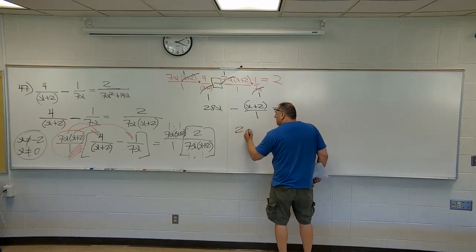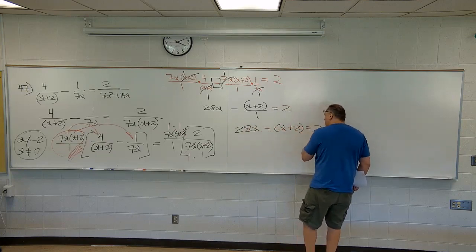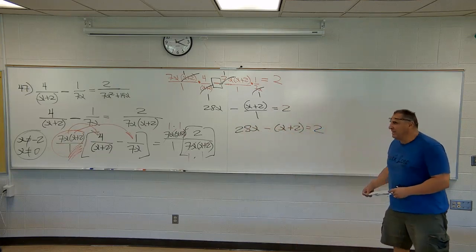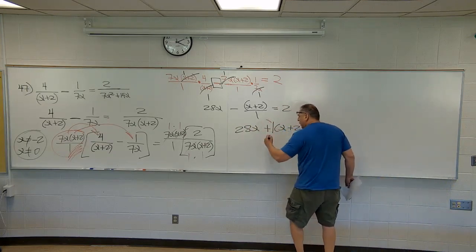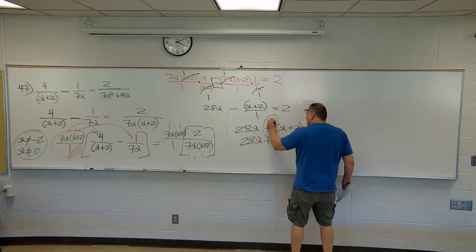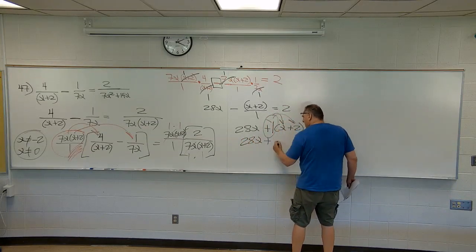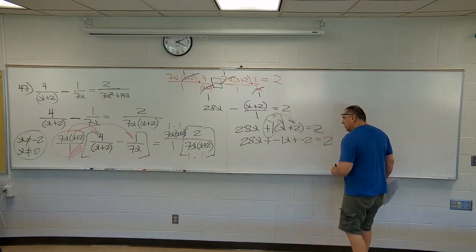Let's go. 28x minus x plus 2. You could have gone and made this plus a negative. Make that a 1 right here plus a negative 1. Go ahead. 28x, distribute this guy here and here, plus negative 1x plus negative 2 equals 2.